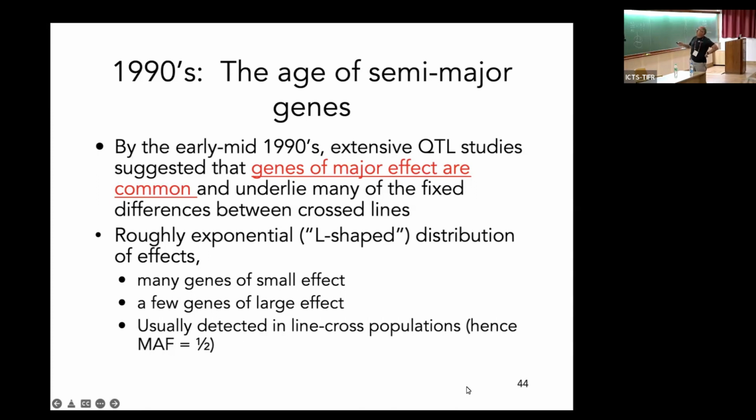You're roughly L-shaped distribution of effects. You had many genes of small effects, often not detectable, and a few genes of large effects. And again, the caveat with these is this wasn't naturally segregating populations. These were populations that were forced typically by taking two highly divergent inbred lines and crossing them. So the nature of variation here is a bit different from what you'd see segregating in a population, but nonetheless, it suggested that changes are driven by genes of large effect.